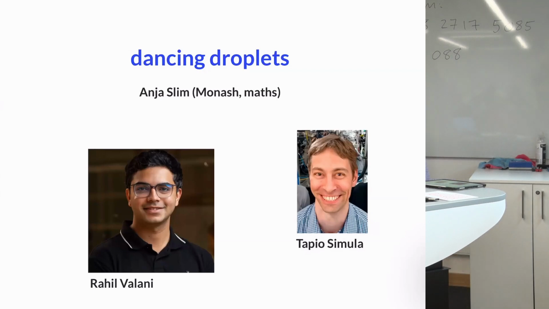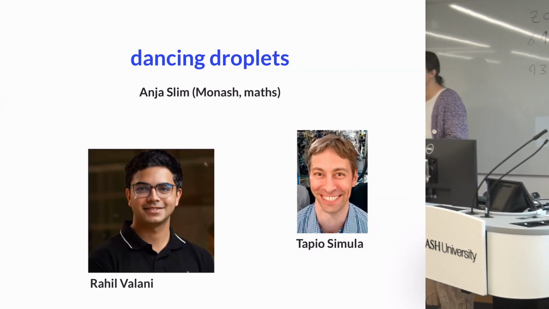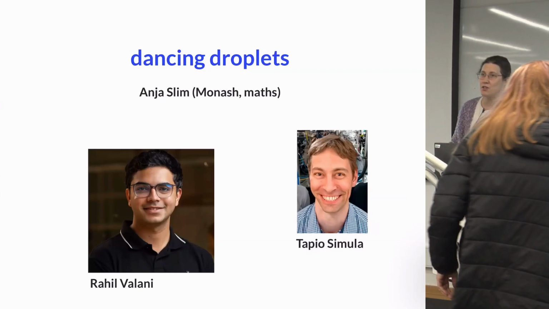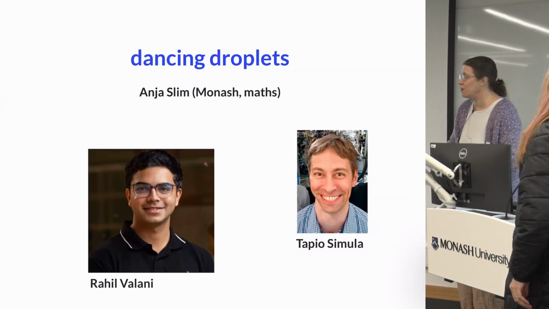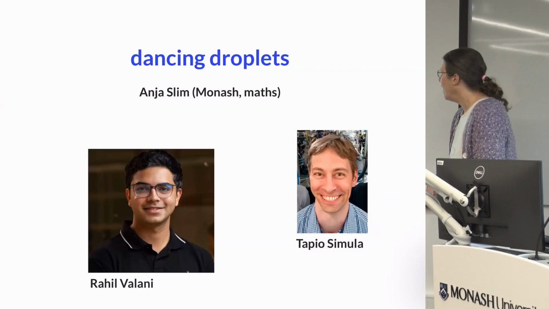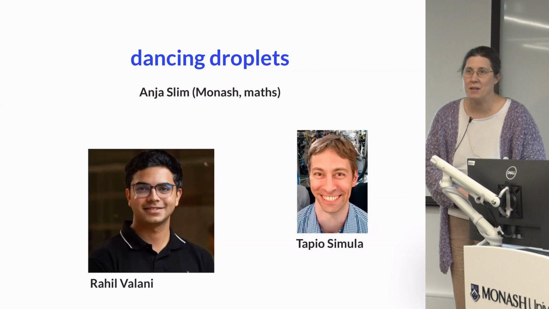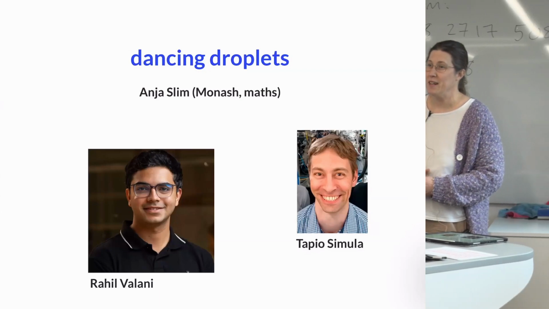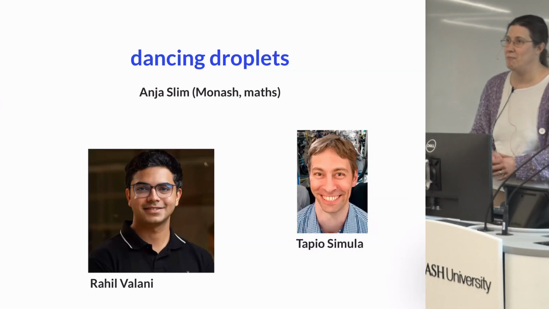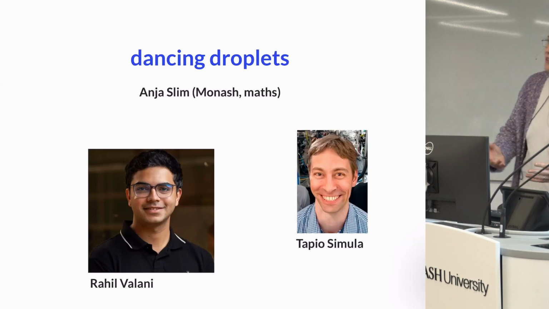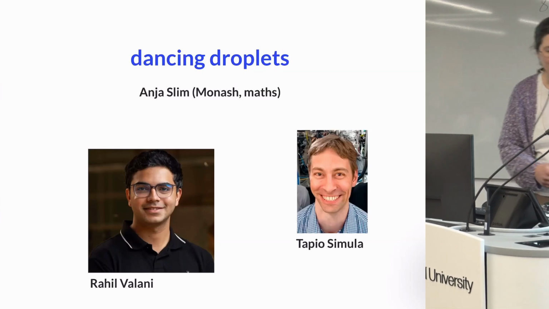So I'm Anja Slim, I'm from maths, but what I'm going to be talking about is actually mostly the work of my PhD student, Rahil Villani, who was here in the School of Physics and graduated a few years ago. Absolutely amazing student, is actually now at the University of Oxford. And Tapio Simula, who also used to be here and is now at the University of Swinburne. And Rosemary asked for something beautiful, and this is, I think, one of the most beautiful things that I've been involved with, so I hope you enjoy it, and there's also a dynamical systems flavor.